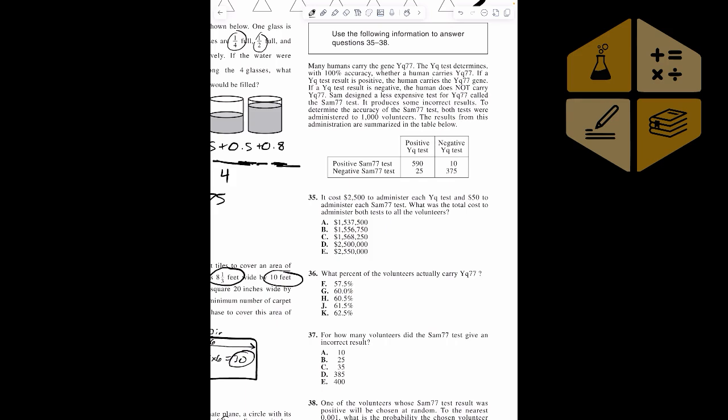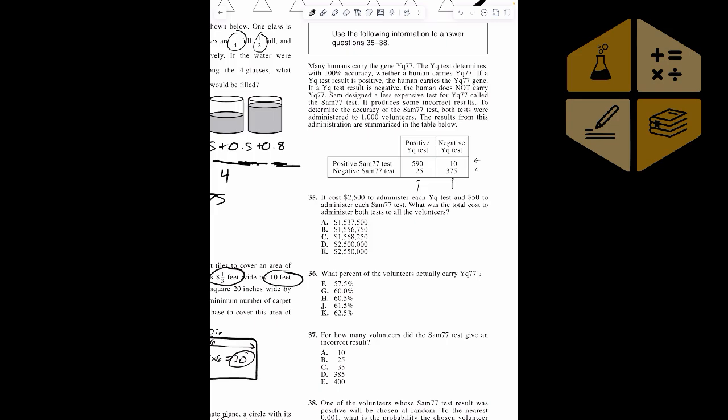The results below from this administration are summarized in the table below. So here's all the people who received a positive YQ test, a negative YQ test, a positive SAM test, and a negative SAM test. So here we go. 35. It costs $2,500 to administer each YQ test and $50 to administer each SAM 77 test. What was the total cost to administer both tests to all the volunteers?